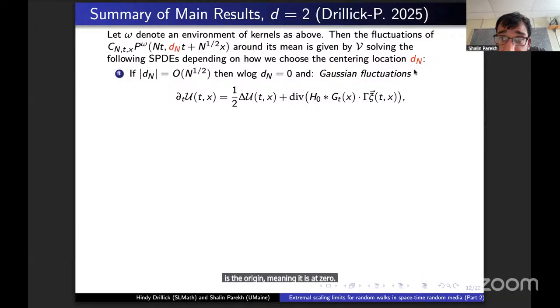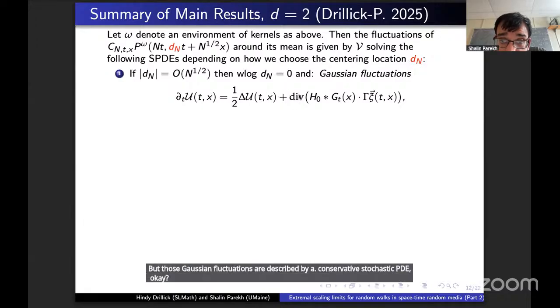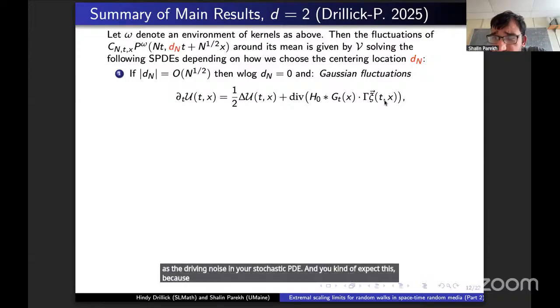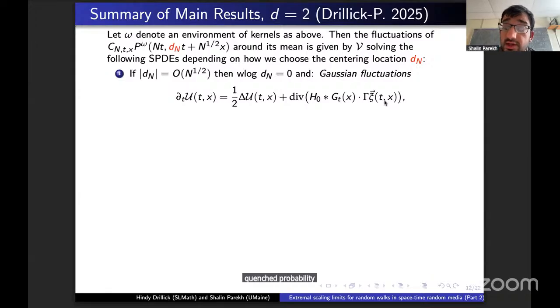And then you have Gaussian fluctuations, but those Gaussian fluctuations are described by a conservative stochastic PDE, okay? So you have a kind of divergence of a vector-valued space-time white noise as the driving noise in your stochastic PDE. And you kind of expect this because you're looking at a conservative system, right? Meaning the mass of your quenched probability transition density is conserved as you evolve the time.